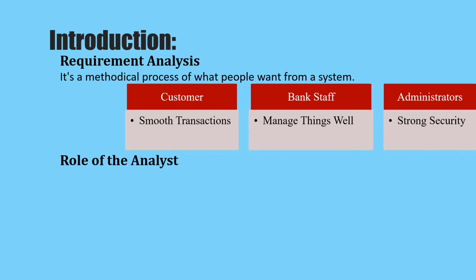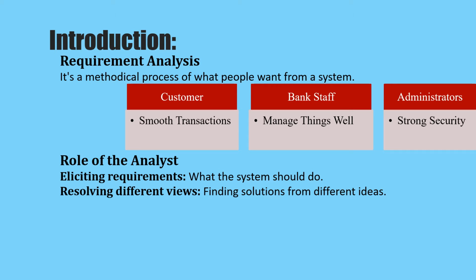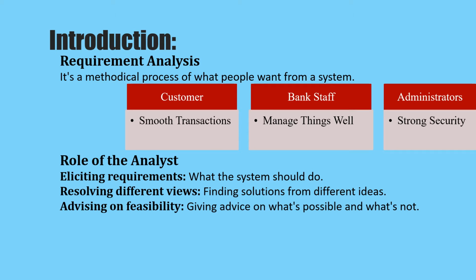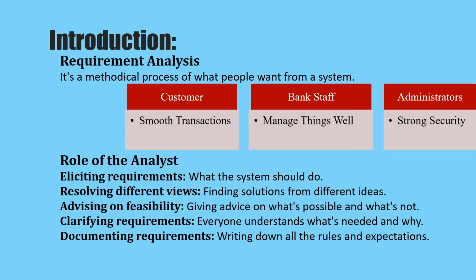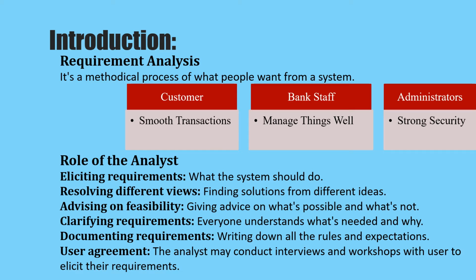Role of analysis. The role of the analyst is multifaceted, involving tasks such as eliciting requirements, gathering information about what the system should do from different people involved; resolving different views, finding a solution when different people have different ideas about what is needed; advising on feasibility, giving advice on what's possible and what is not within the given constraints; clarifying requirements, making sure everyone understands what's needed and why; documenting requirements, writing down all these rules and expectations from the system; negotiating a user agreement from the specification, making sure everyone agrees to what the system will do.